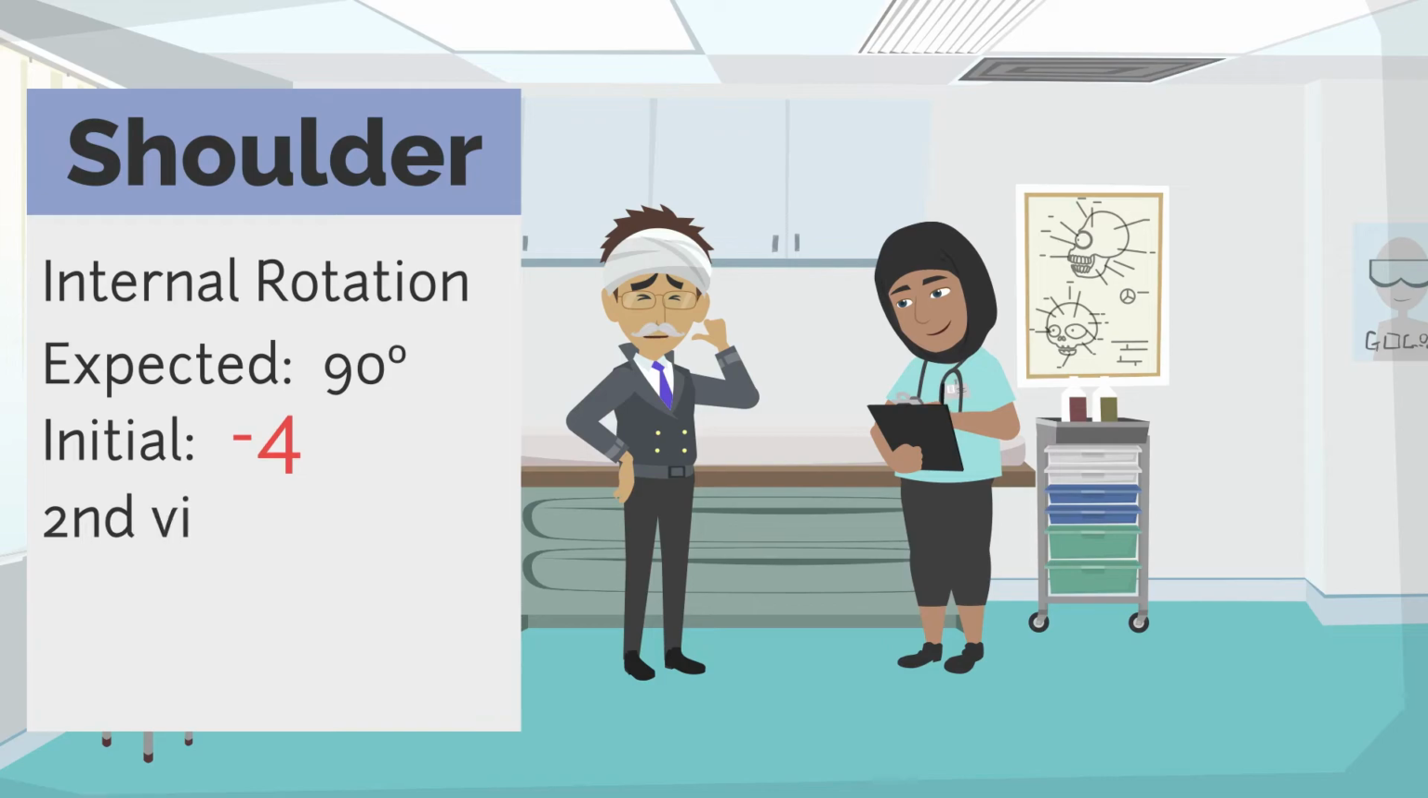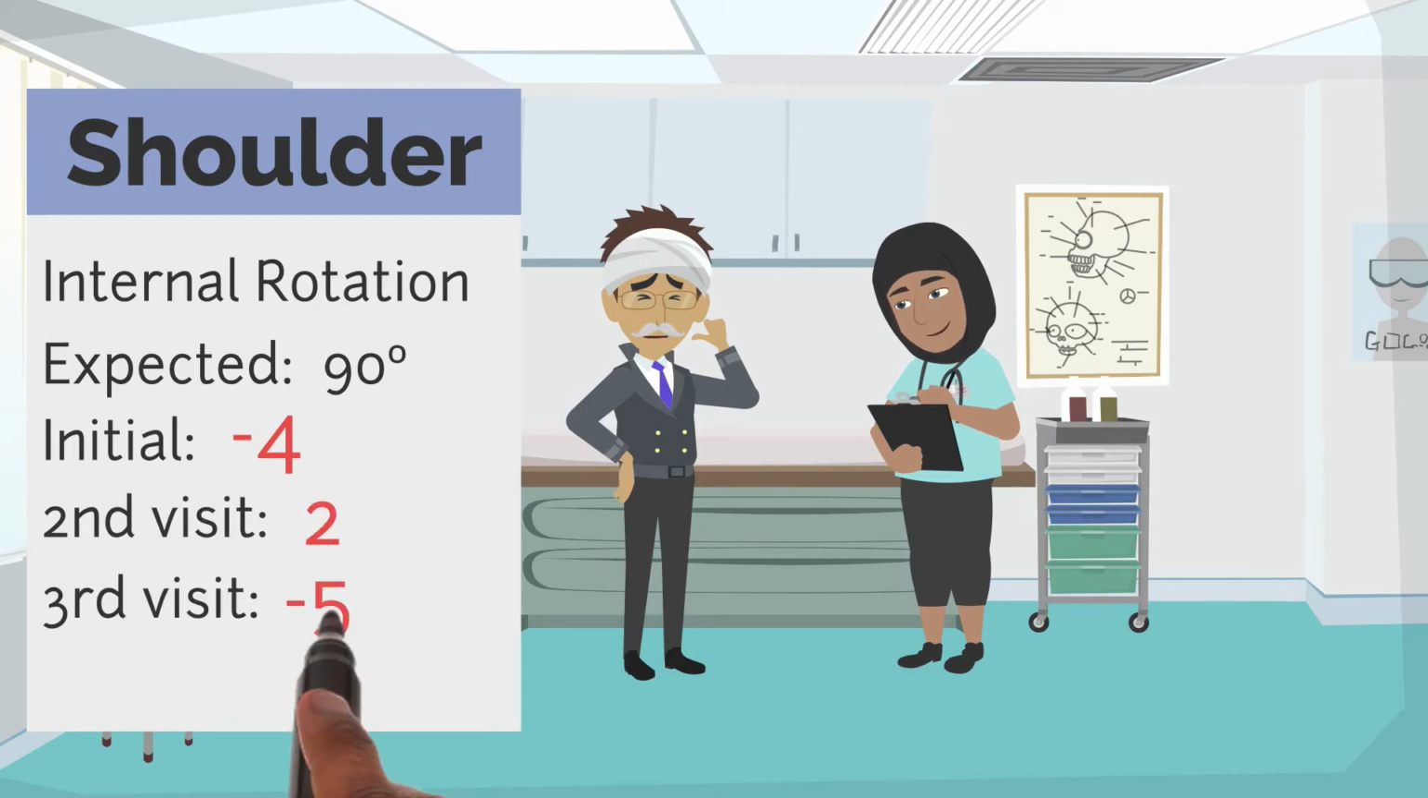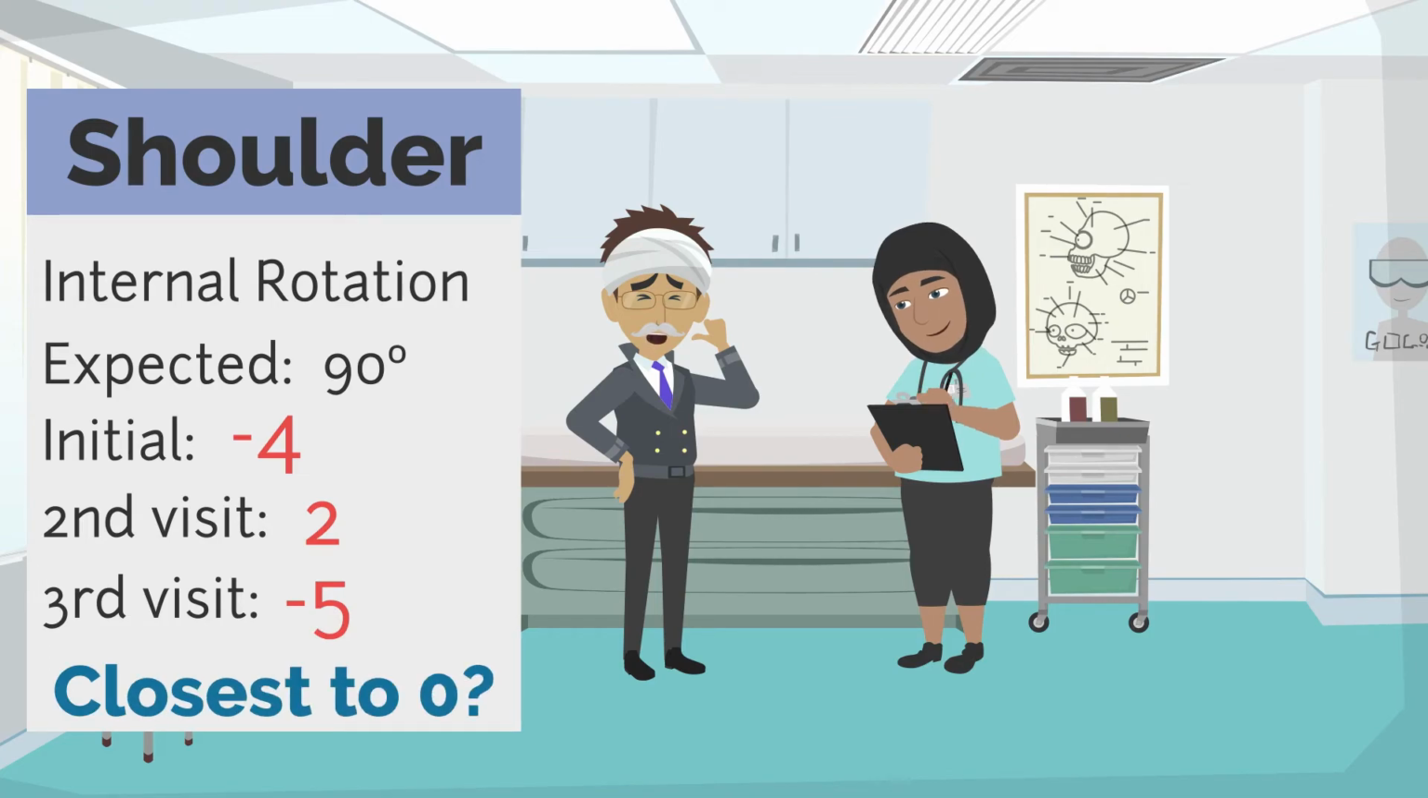She wrote down 2 after the second visit and -5 on the third. On which visit did I have the best range of internal rotation? On which visit did I have the worst?